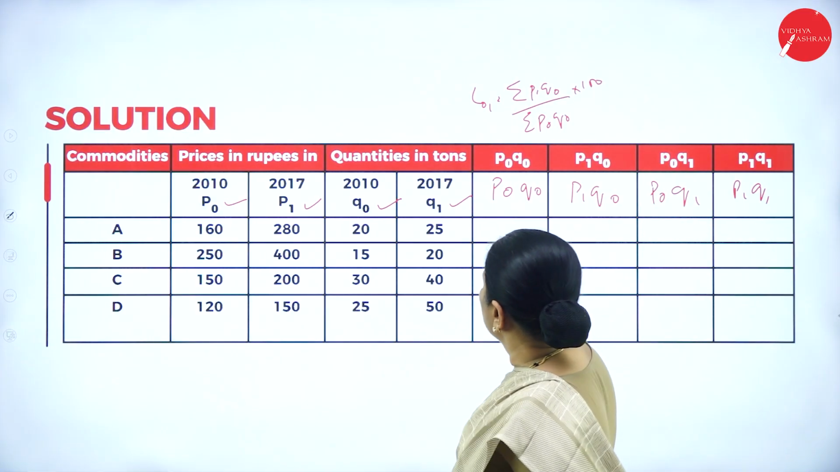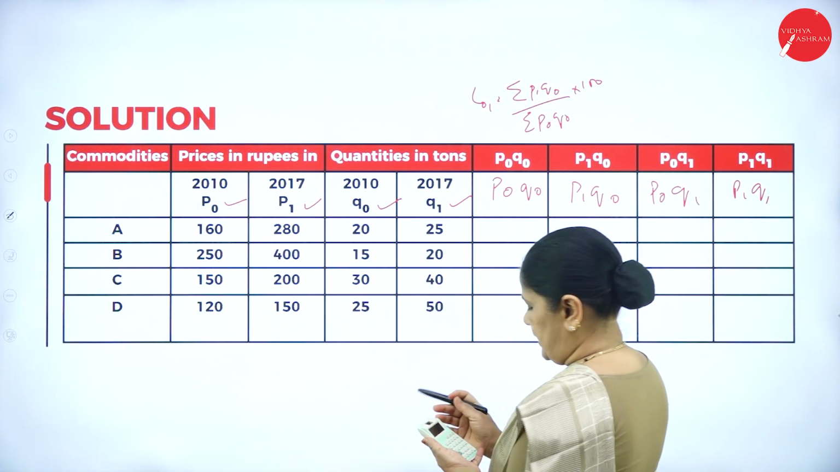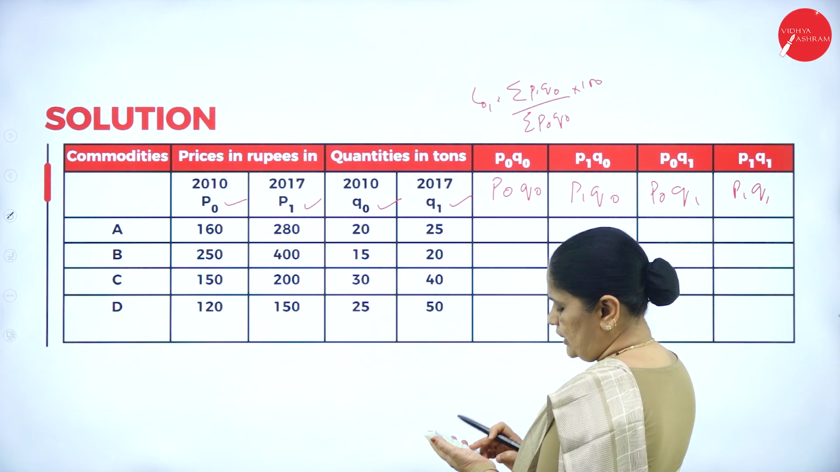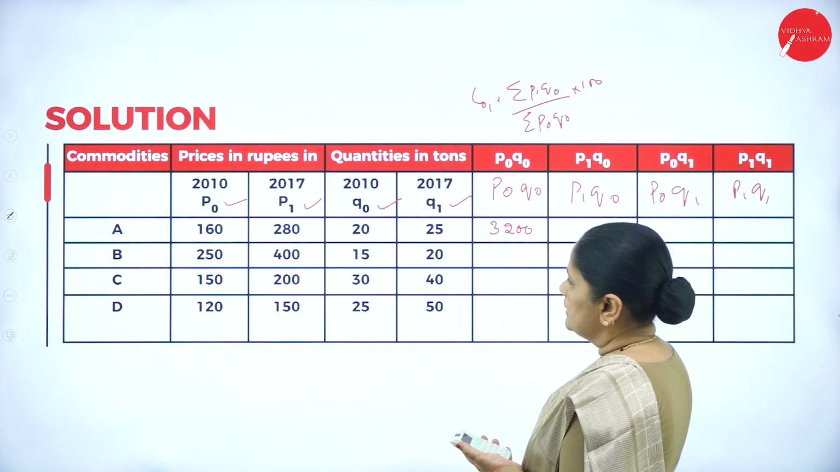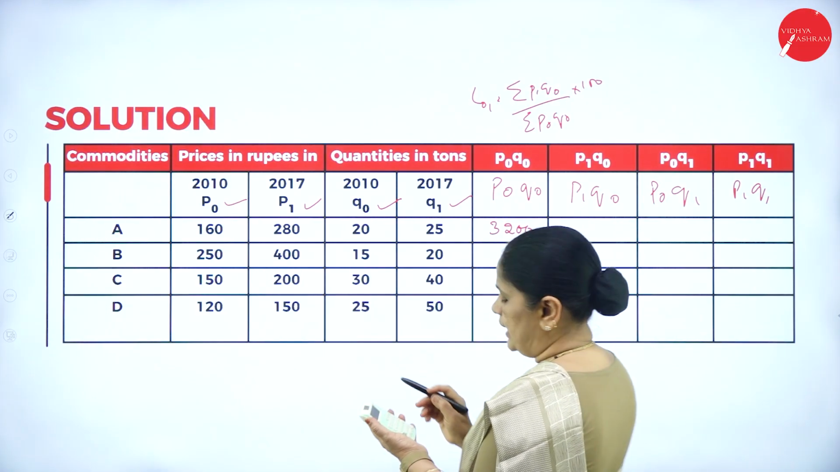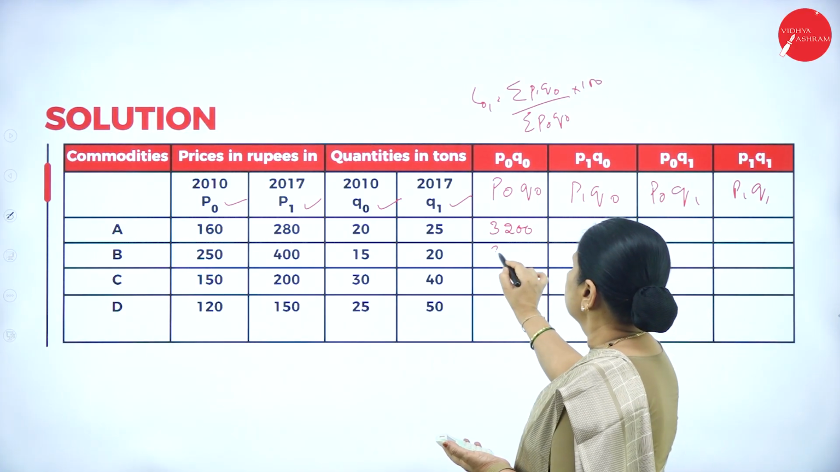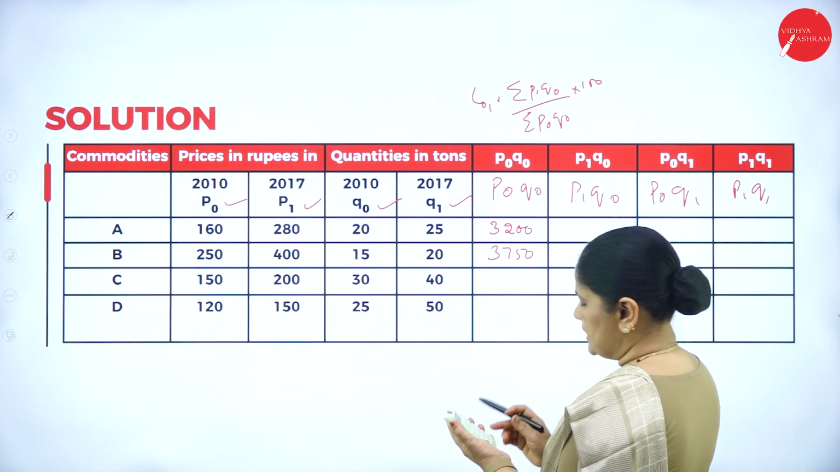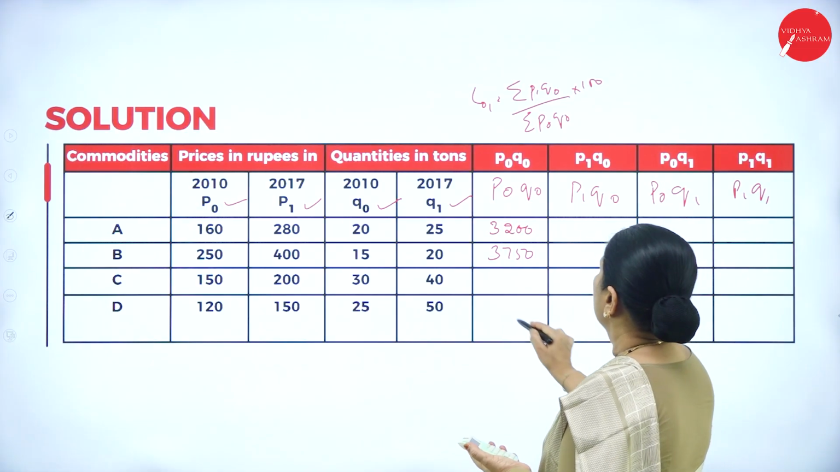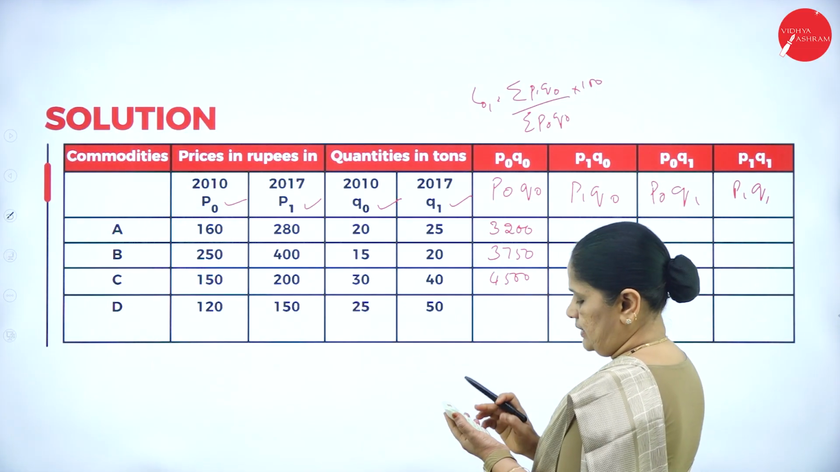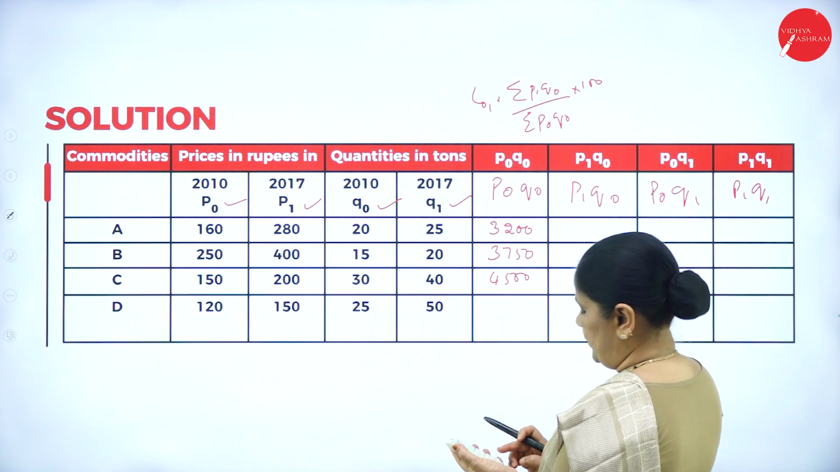So, we all know what is P0 and Q0. 160 into 20, it comes up to 3200. Then, next one is 250 into 15, 3750. Next, 150 into 30, 4500. Next one is 120 into 25, 3000.